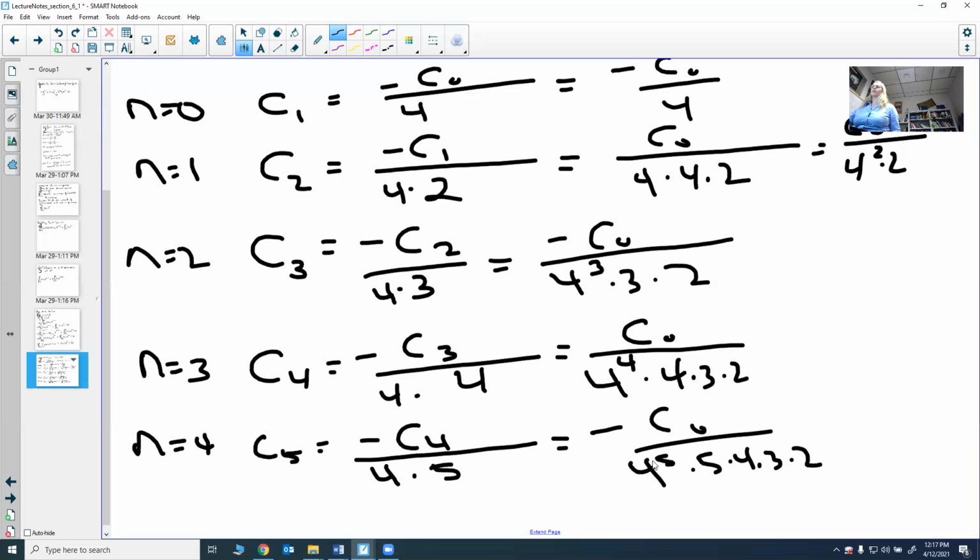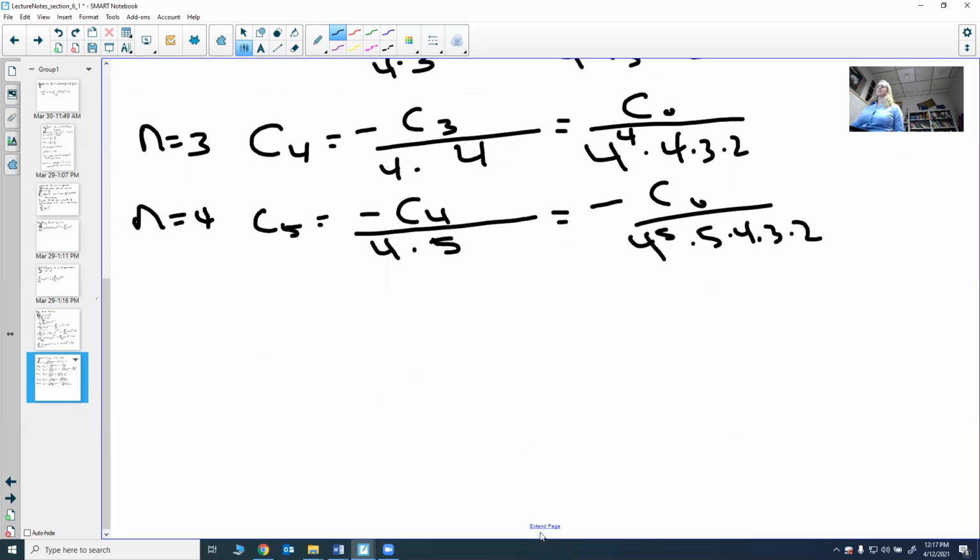One thing I noticed is I have 4 to the 5th power. My n was 4. This is the n plus 1. So notice my C sub 5 has a 5. My C sub 4 has a 4. My C sub 3 has a 3. My C sub 2 has a 2. My C sub 1 also has a 1. So we do see kind of that pattern.